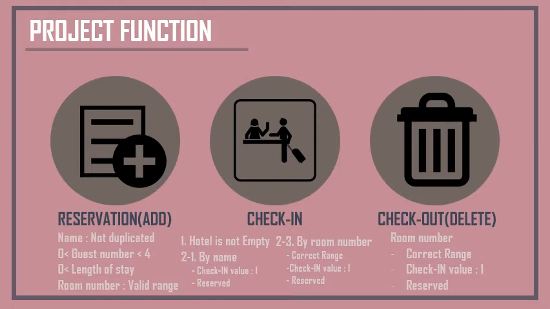When you check out, you can only check out using your room number. As a result, the room entered must be within the correct range and can be checked out after check-in. So the check-in status must be 1, and you can only check out if you are booked.